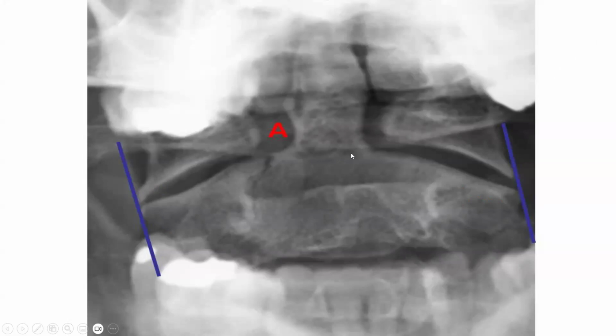What about this? You have C2 fracture here and you have here C2 fracture. So what is the problem? C2. Can you see the fracture here also?